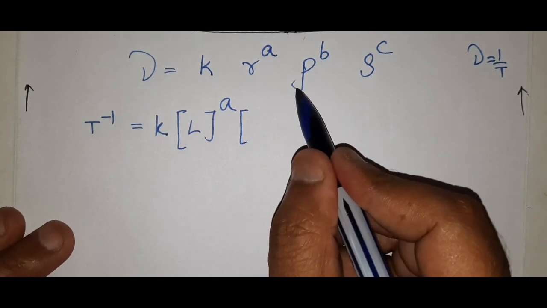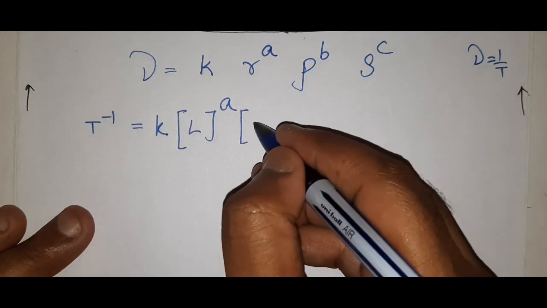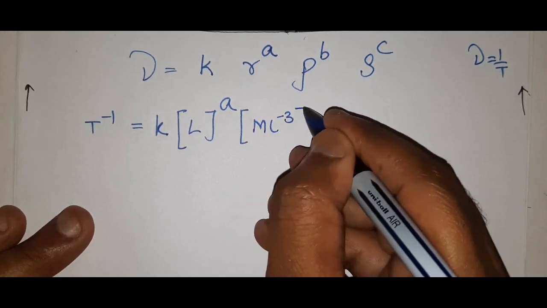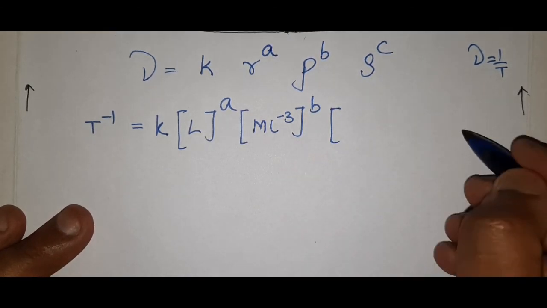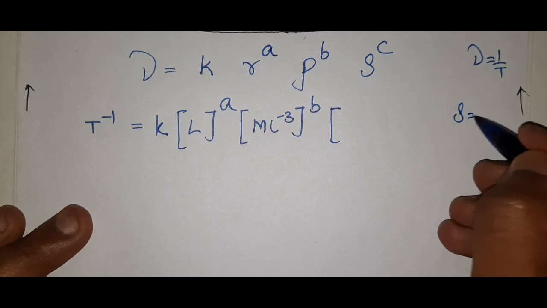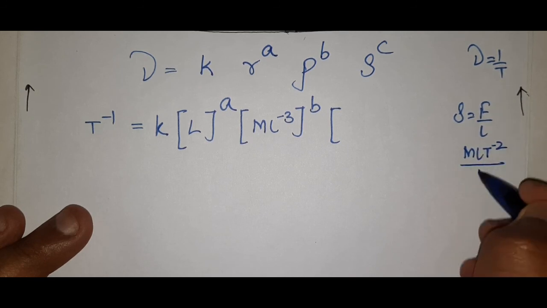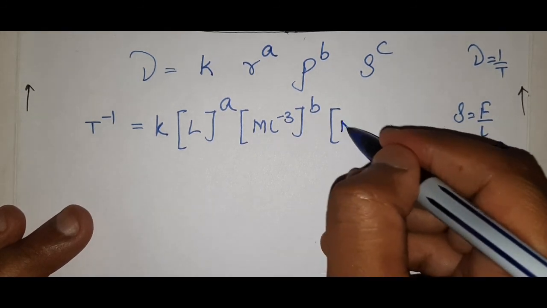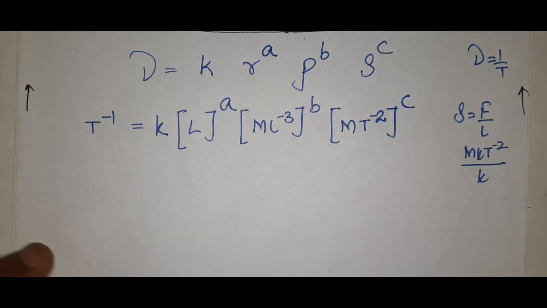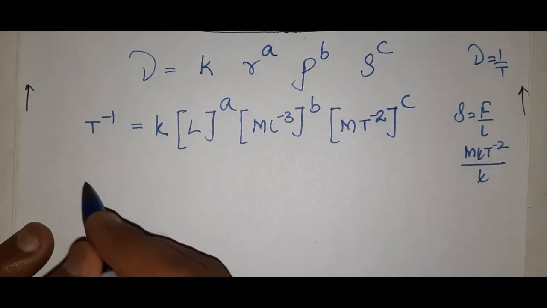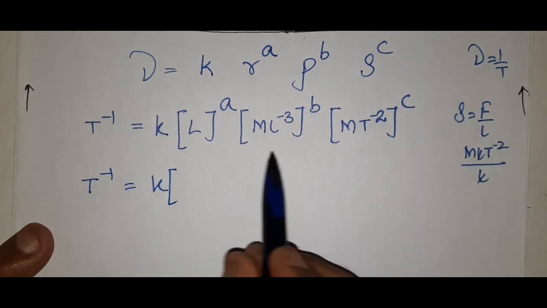Density is mass per unit volume, so M L minus 3 raised to the power b. Then surface tension. Surface tension is force per unit length, that is M L T minus 2 over length, M T minus 2, raised to the power c. Now segregating time, mass, and length. So mass b, mass c.